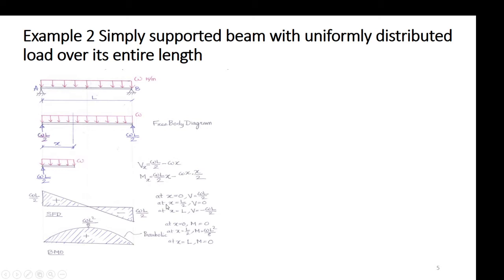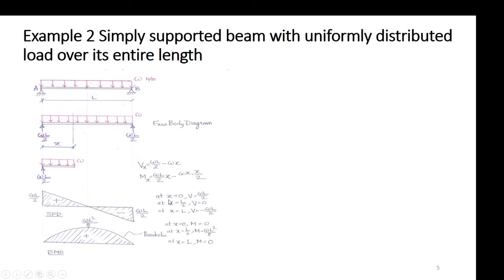Now you put in the values of x at the salient points. Unlike the previous problem, there is no concentrated type of load which changes the characteristics of the beam. So we can afford to take a single section and extend it from the left end to the right end.